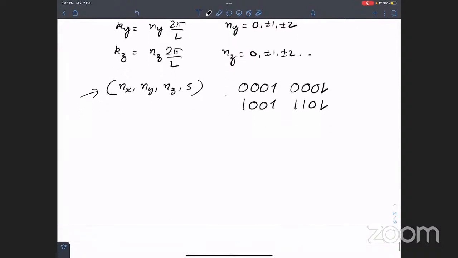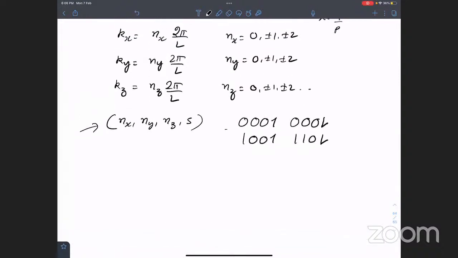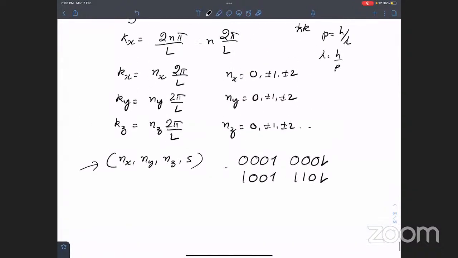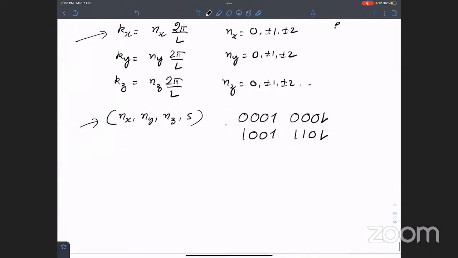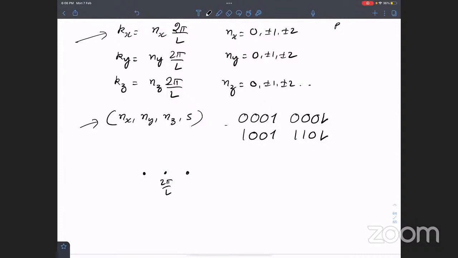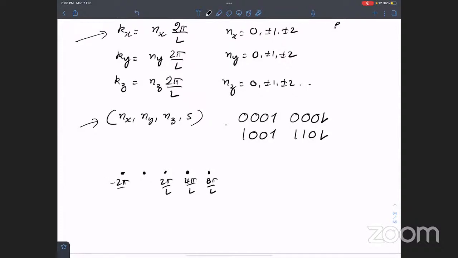Another thing I want to say is, if I look at possible values of kx, the first possible value is 0, the next possible value is 2 pi by L, the third is 4 pi by L, then 6 pi by L, and other possible values are minus 2 pi by L, minus 4 pi by L, and so on. These are the possibilities.